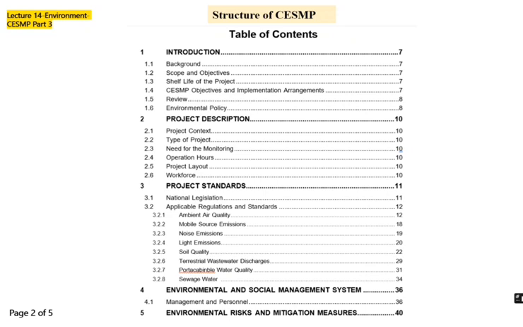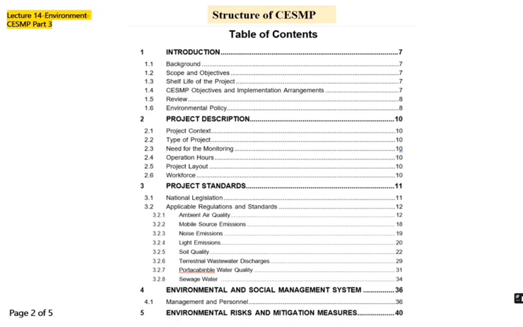Then after that, environmental manager. Then after environmental manager, there are environmental engineers or officers like that. So we have to mention here in management and personnel, we have to mention organogram or organization chart. In chapter number 5, we have environmental risk and mitigation measures.